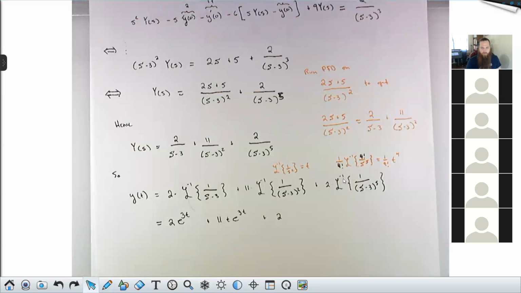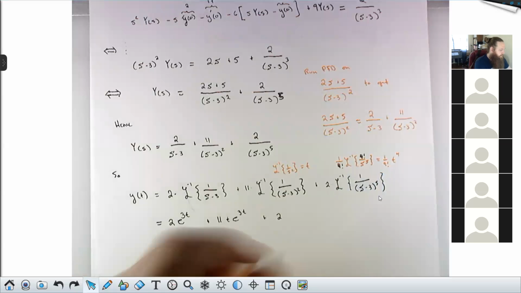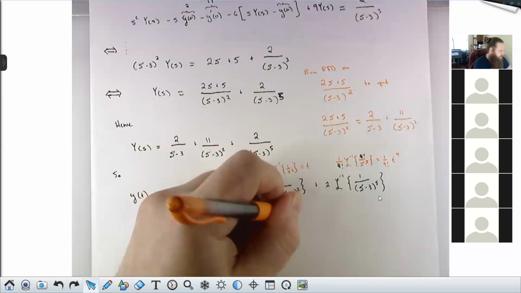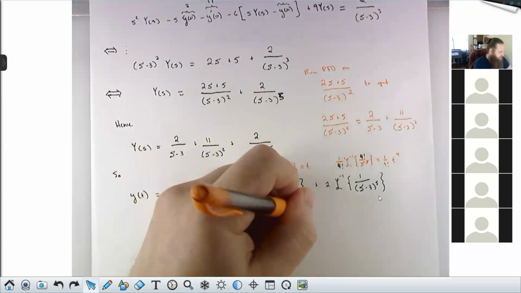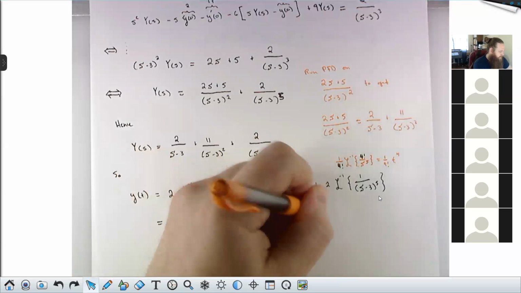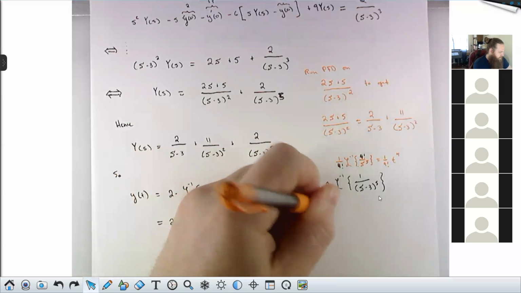Okay, so then this is the shifted version of that, shifted by e to the 3t, or shifted to the right 3 units in the s space. So this would be 2 times 1 over 4 factorial times t to the 4 times e to the 3t.